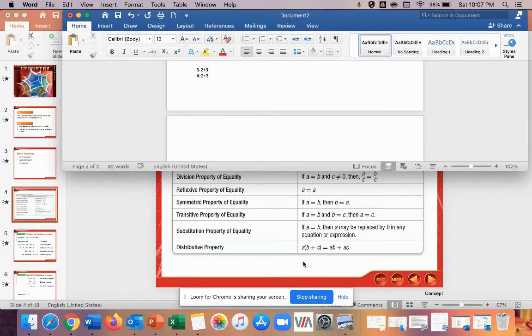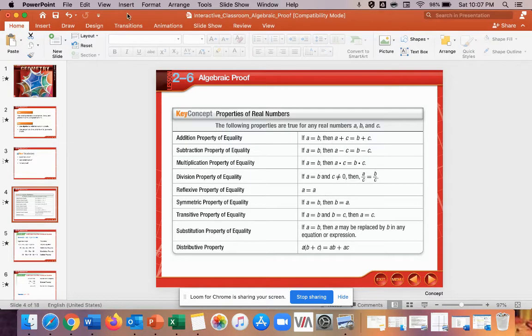Distributive property, you should have already learned this from algebra, but just go over it. A times B and A times C. Whenever you have a number outside the parentheses and you have numbers inside the parentheses, you multiply both numbers inside the parentheses by the number on the outside. So A times B equals AB, A times C equals AC, and you add them together, AB plus AC. All right, that's the distributive property. Let's keep going.